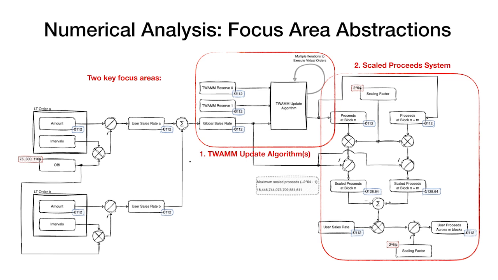From there, we went into focus area abstractions because the schematic level is just too low level to look at this. This diagram shows the main area that we were concerned with. We were able to break it into two parts: the update algorithm, which is the CPAM and TWAM math, and then how we store the scaled proceeds. This whole thing shows two orders coming in, and the sales rate gets calculated per block and then merged. This is the pooling, and then you can see the reserves come into here, the iterations of the loop, and then the storing of the scaled proceeds.